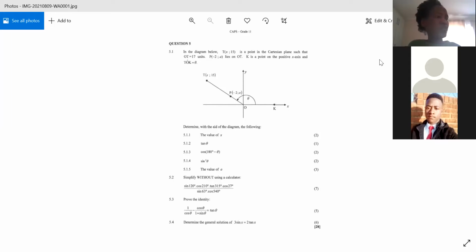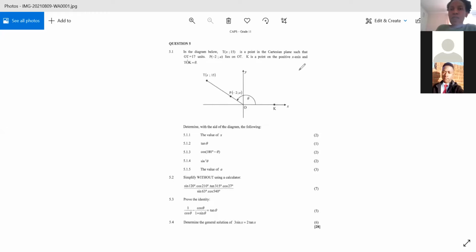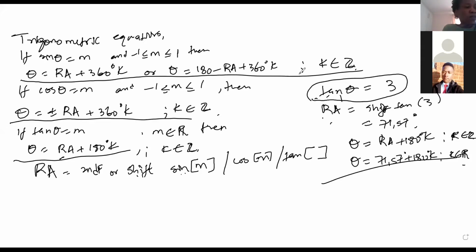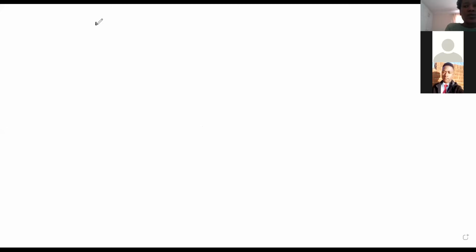Okay, let's do it together to save time because we still have more complicated ones to do. Okay, so you are given this. This is theta. This point is this point R.